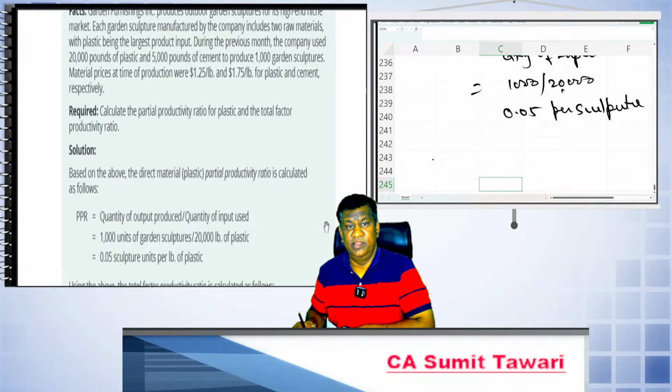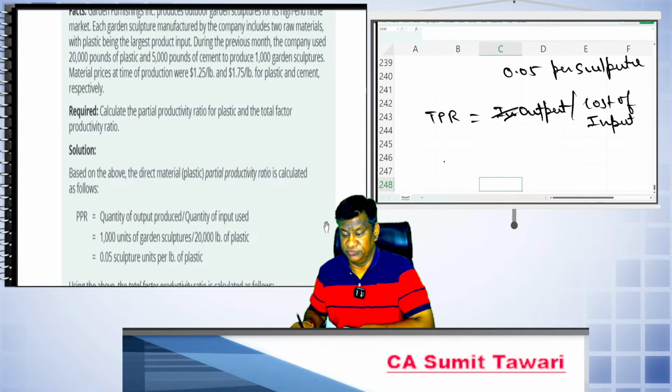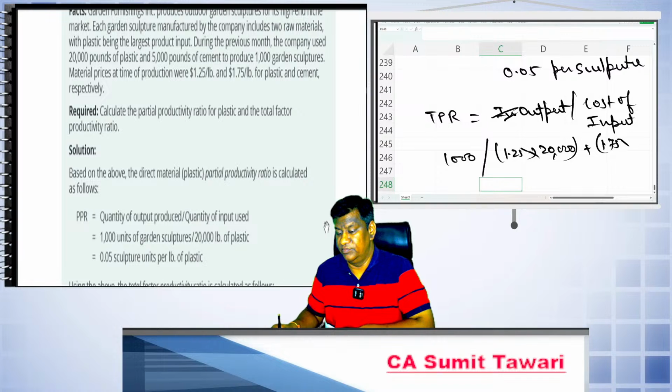Okay, and then TPR. This is basically the output divided by cost of input. Output is again 1000 divided by cost of input, which is 1.25 multiplied by 20,000 plus 1.75 multiplied by 5,000.